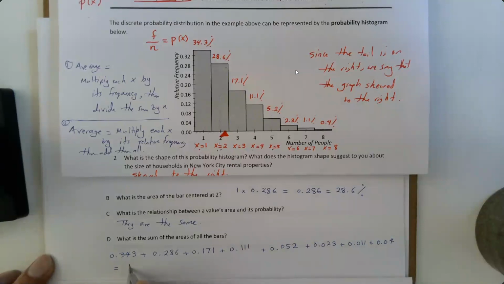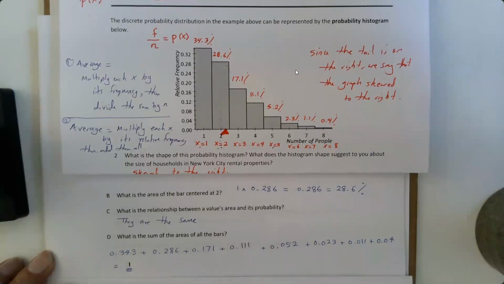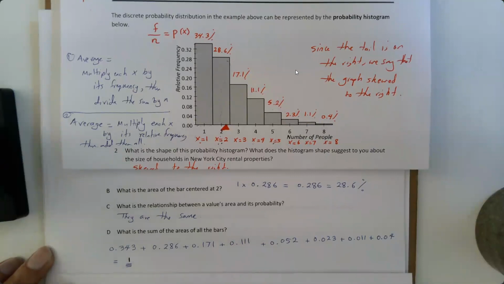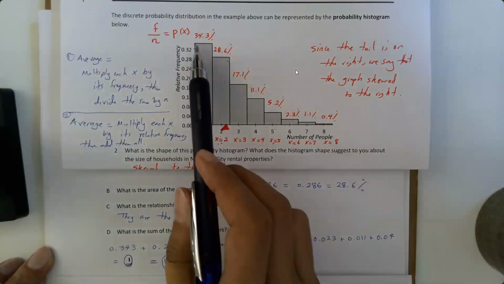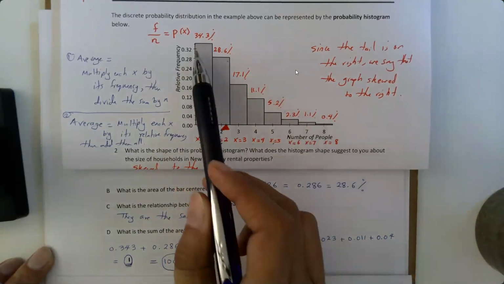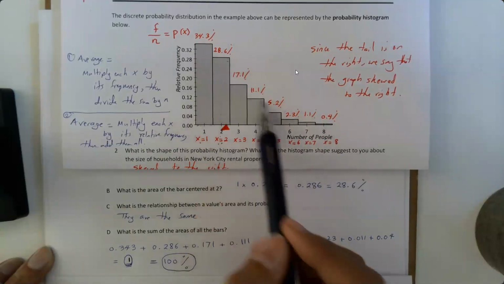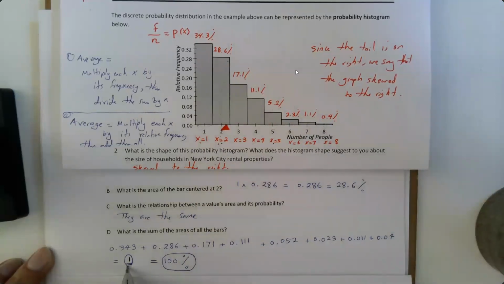If we add all of these numbers together, it is equal to 1. The sum of all of these numbers is equal to 1. In statistics, we usually say that it is 100%. 100% and 1 are the same thing. So the area below the graph is 100% or 1 unit.